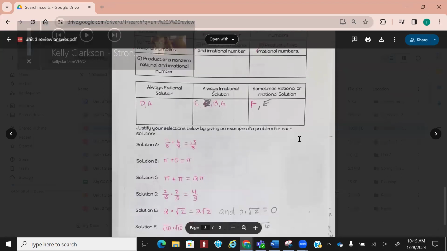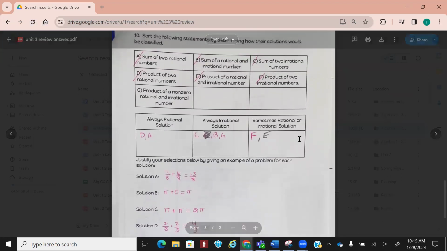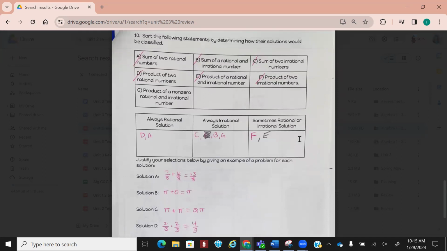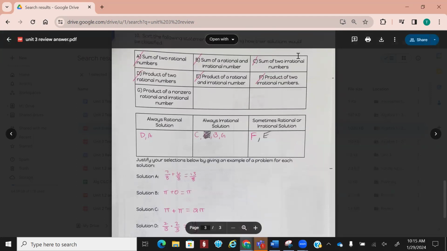Okay, so we had one question about G. Okay, so G is a product of a non-zero rational and irrational number. Give me a rational number. 2, and then give me an irrational number. Say again. Root 5. Okay, so if I multiplied those together, I would get 2 root 5.